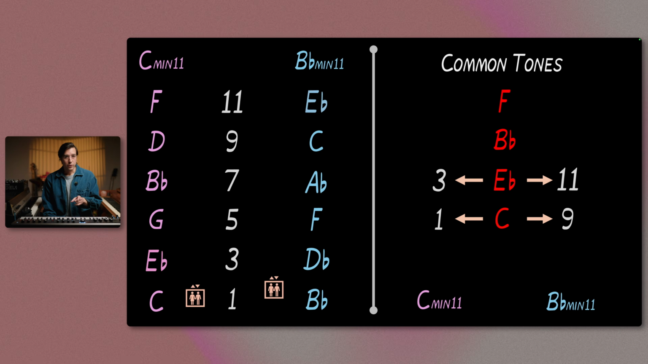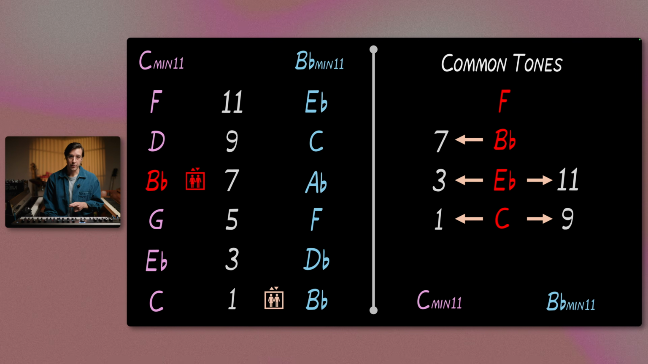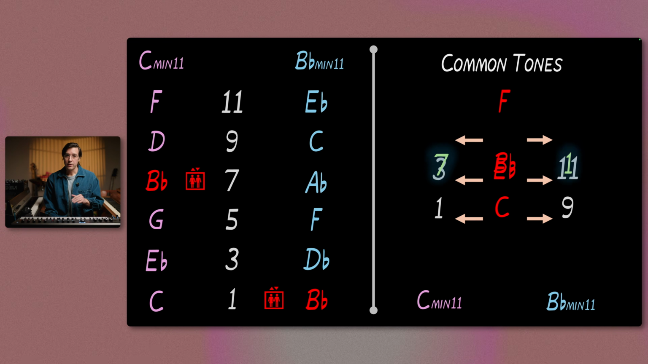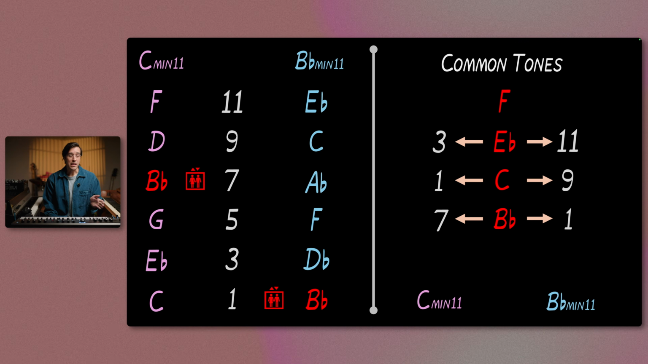Our next common tone is B flat. B flat is floor 7 of C minor 11. Now we are finally getting some color over C minor 11. But B flat is the bottom floor of B flat minor 11, the least colorful floor. B flat shapeshifts from 7 to 1. E flat shapeshifts from 3 to 11, and C shapeshifts from 1 to 9. B flat maintains a lower overall position than E flat and C. So far, B flat is our least vivid shapeshifter.